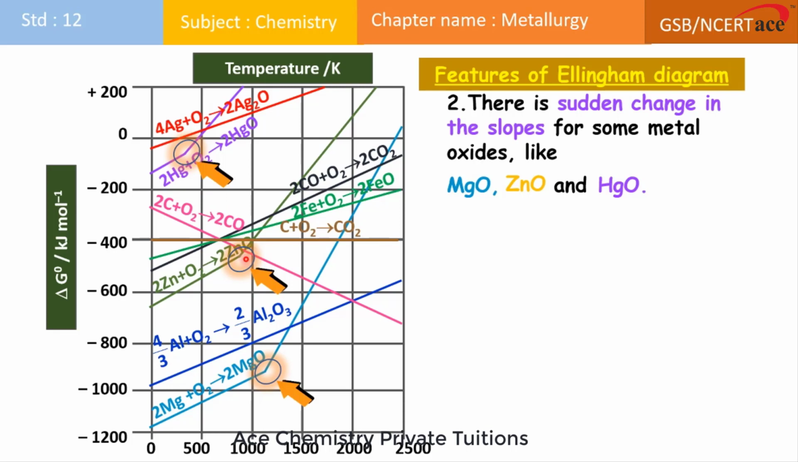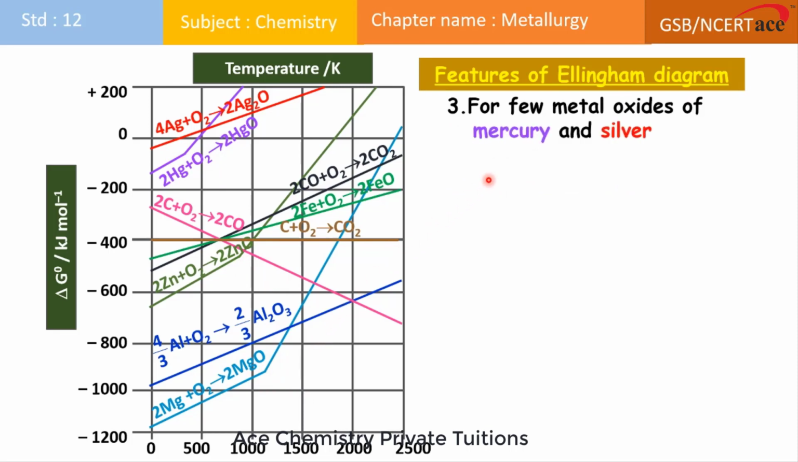This is the indication that there is a change in the physical state above this temperature. It means if you increase the temperature above this point where the shift of the graph occurs, then the physical state of the oxide of the metal will change. That is the reason this graph shows sudden variations. So for which metals do we have to remember the sudden shift in the graph? The formation of magnesium oxide, zinc oxide and mercuric oxide. So it clearly indicates that there is a change in the physical state.